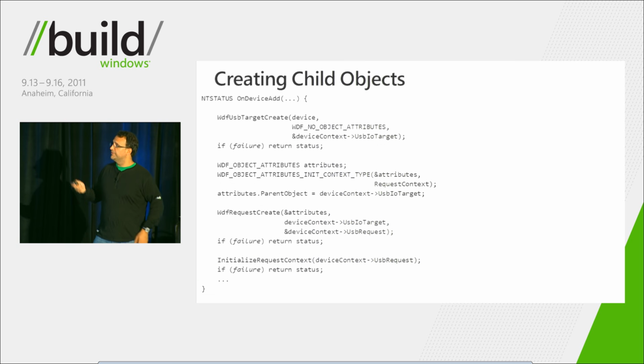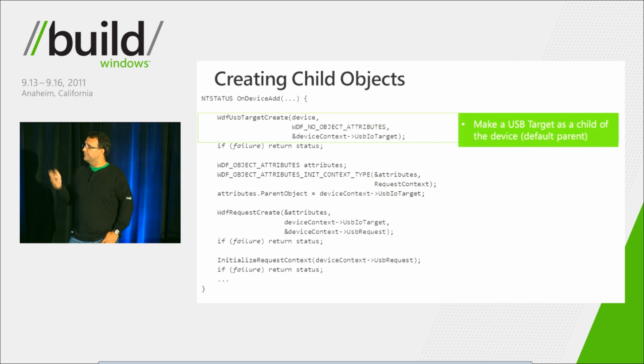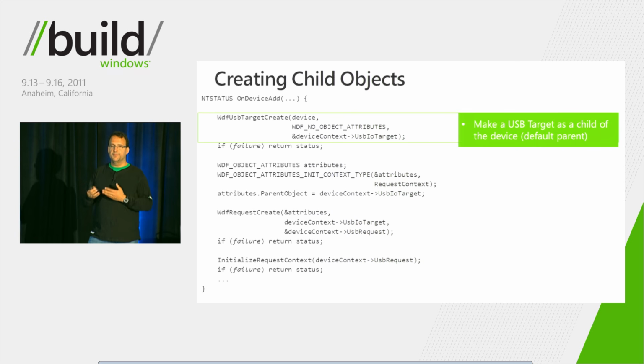So the other thing I wanted to show was how to create a child object. I'm going to make 2 child objects here. First, I'm going to make something called a USB target. These are how you would talk to a USB device. If you're in a USB stack, this is how you would talk to the device below you. It helps with request formatting and processing requests through. So we're going to make the USB I/O target. Now, here I'm not specifying object attributes, so this gets the default parent, which in the case of an I/O target is the device.